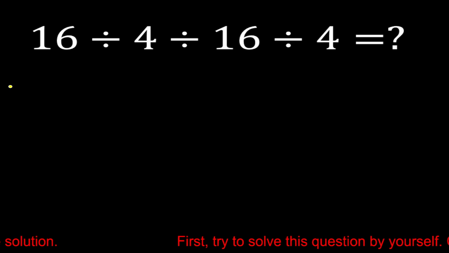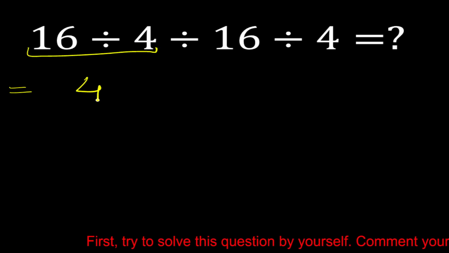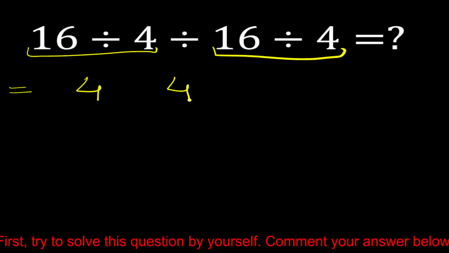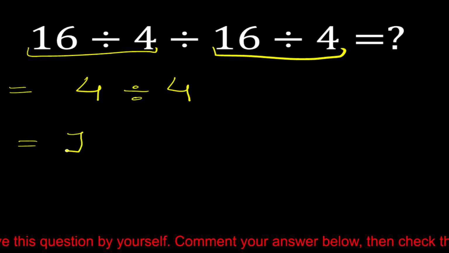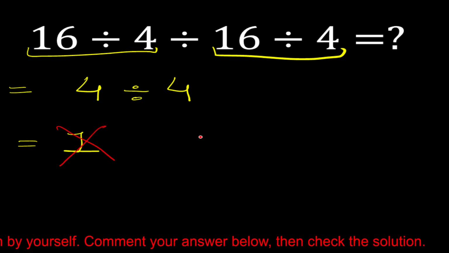So most people solve this question like 16 divided by 4 is equal to 4. Then again 16 divided by 4 is equal to also 4. Now 4 divided by 4 is equal to 1. Okay, but this answer is not correct. This answer is completely wrong.